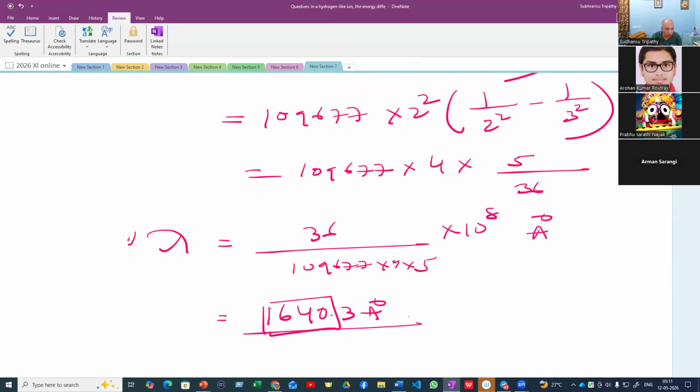This is not falling in the visible region. It is falling in the UV region. But the corresponding counterpart in the hydrogen spectrum was falling in the visible. We got it 6500 something in the orange region, in the visible region. But here, since there are 2 protons in the atom, the attraction force is more, so the energy difference will be more.